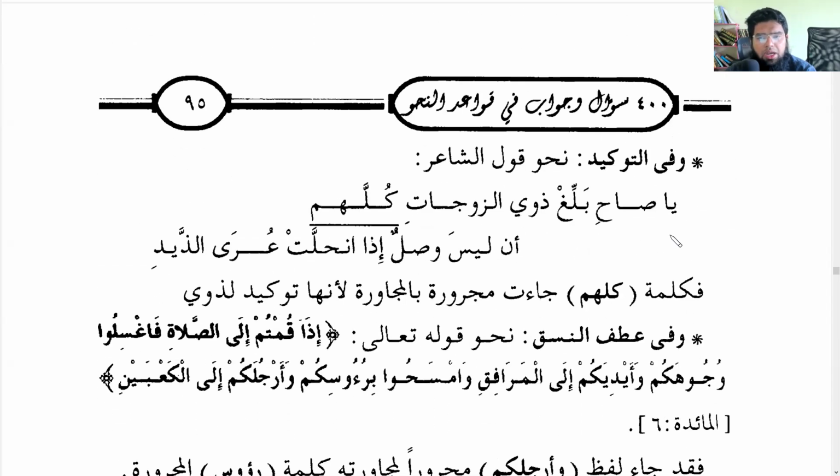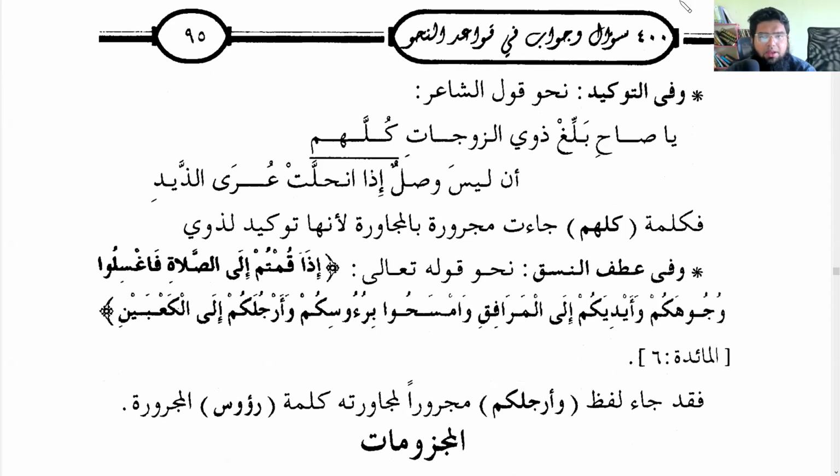وفي التوكيد قول الشاعر: يا صاحي بلغ ذوي الزوجات كلهم أن ليس وصل إذا انحلت عرى اللذيذ. يا صاحي is like يا صاحبي. The ba is deleted many times. Oh my companion. بلغ convey ذوي الزوجات to the people of wives. كلهم. It should be كلهم, he says, no? I mean, you should give a kasra. It's a mistake because of بلغ. But here it is كلهم. Then this, توكيد للذوي.